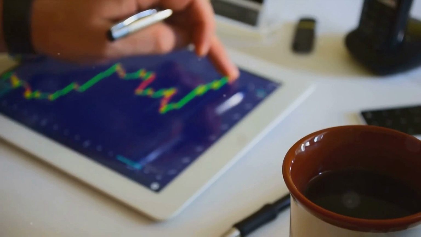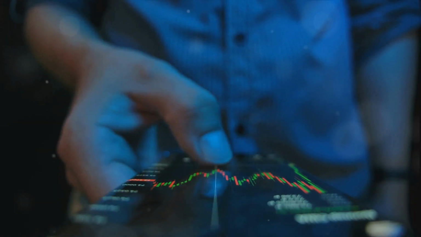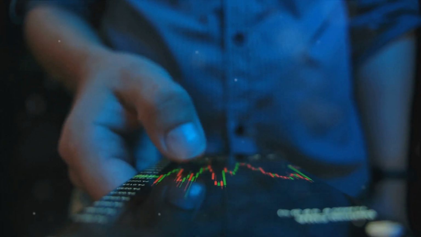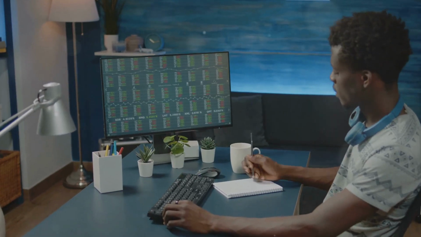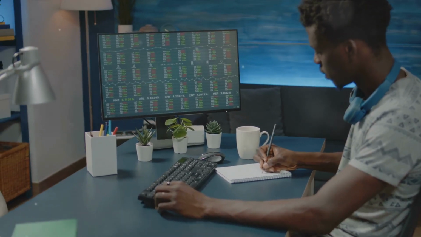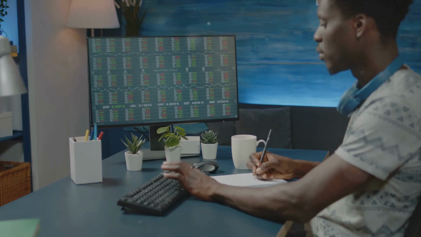So don't shy away from these charts. Embrace them, learn from them, and use them as your compass in the vast sea of investing. With practice and patience, you'll soon be able to navigate the stock market with confidence.